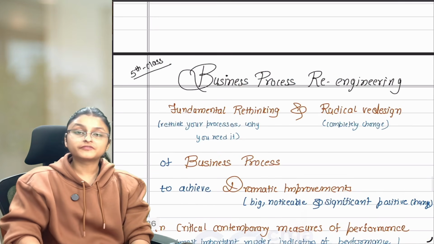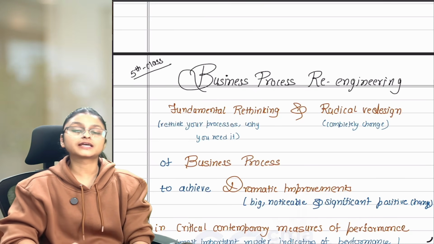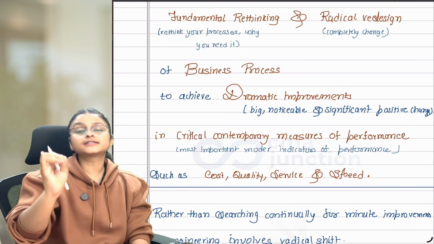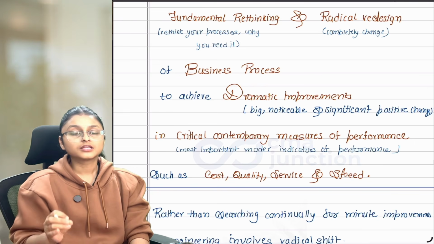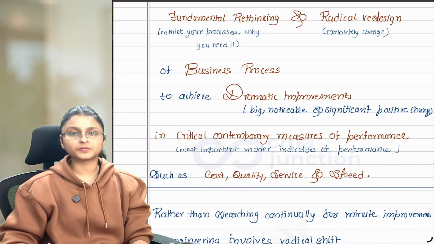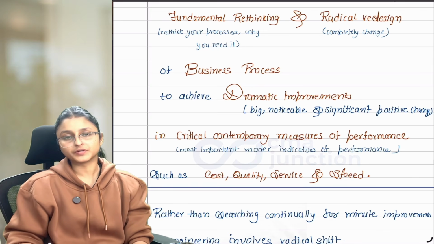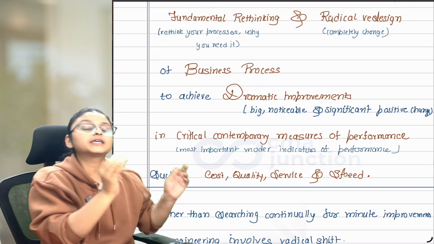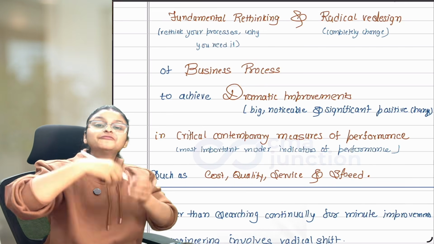So business process reengineering involves fundamental rethinking and radical redesigning of business processes to achieve dramatic improvement in critical contemporary measures of performance such as cost, quality, service and speed. Now, why are we applying this BPR? To achieve dramatic improvements, to achieve radical shift. We don't want minute improvements, right? We are not aiming for small improvements while applying BPR. Our aim is to have big improvements, to have big rewards.